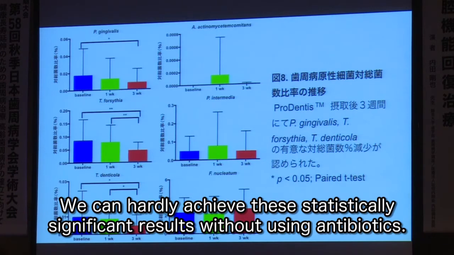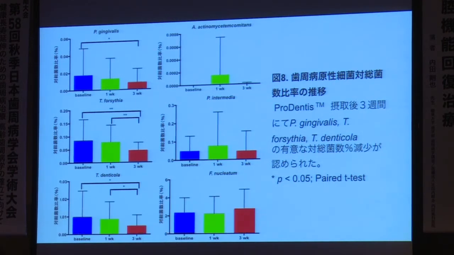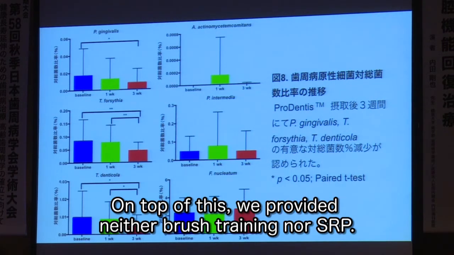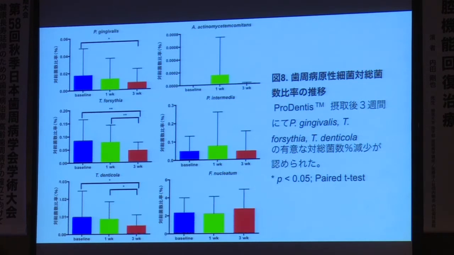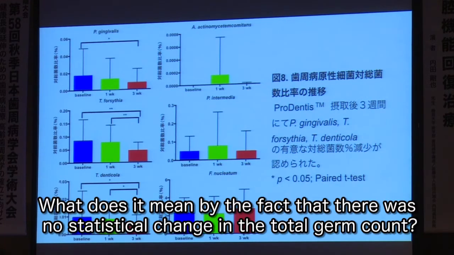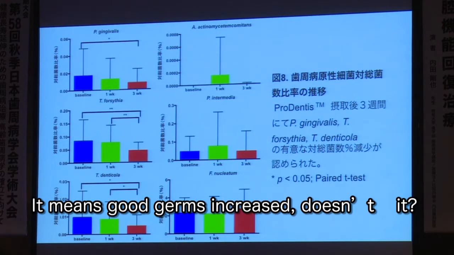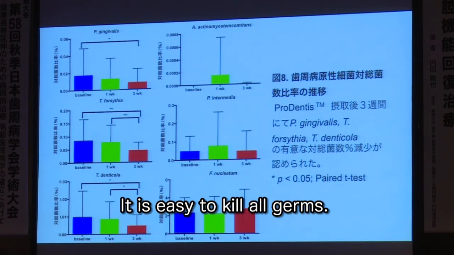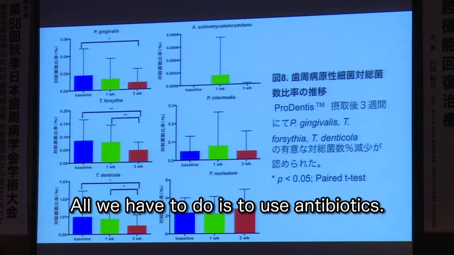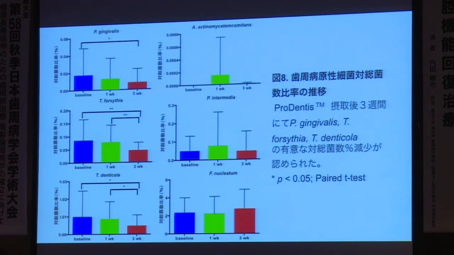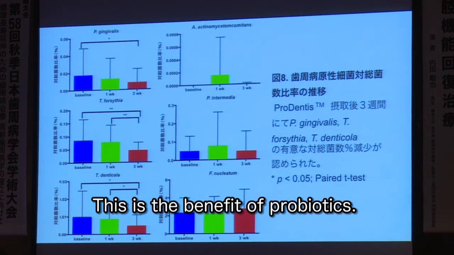We can hardly achieve these statistically significant results without using antibiotics. On top of this, we provide neither brush training nor SRP. What does it mean by the fact that there is no statistical change in the total germ count? It means good germs increase, doesn't it? It is easy to kill all germs. All we have to do is use antibiotics. This is the benefit of probiotics.